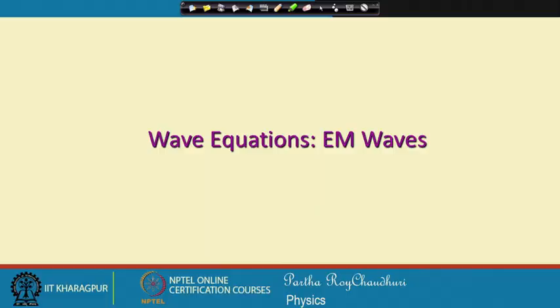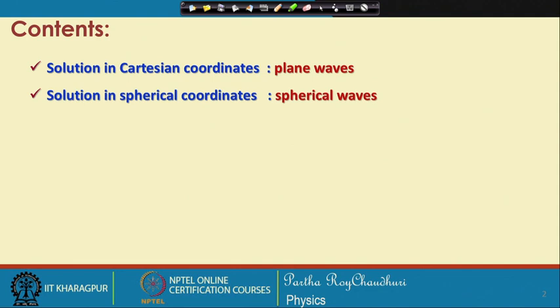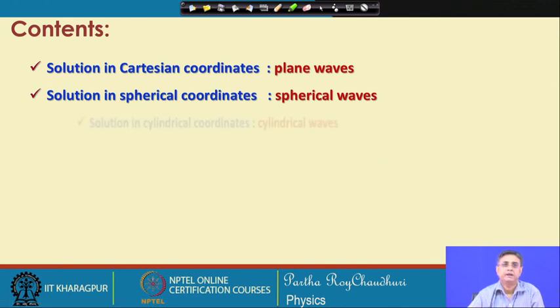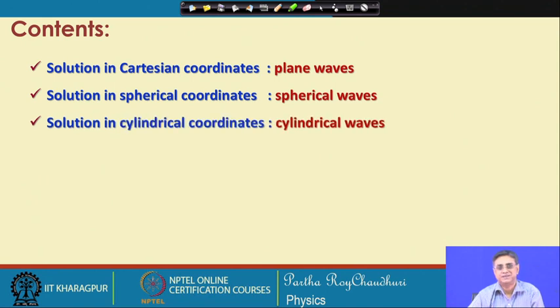So, in this class we will discuss the wave equations for electromagnetic waves and their solutions. The content of this discussion is like this: the solution in the Cartesian coordinate system, which will give rise to the plane waves, or speaking otherwise, a plane wave satisfies the Cartesian system of coordinates. The solution in spherical coordinates, which will give rise to spherical waves, and the solution in cylindrical coordinate systems, which will give out cylindrical waves.